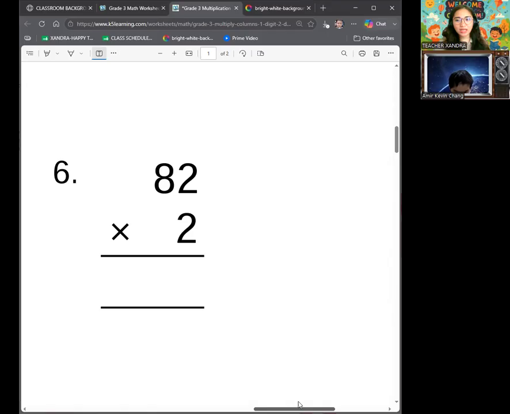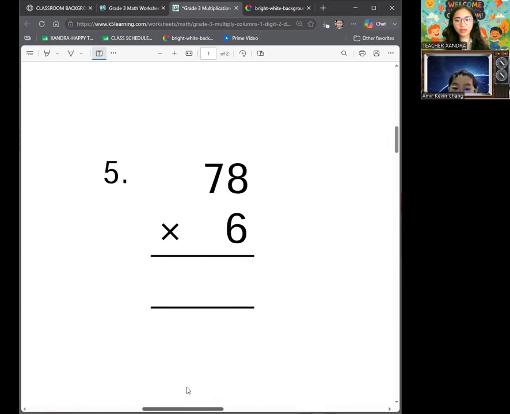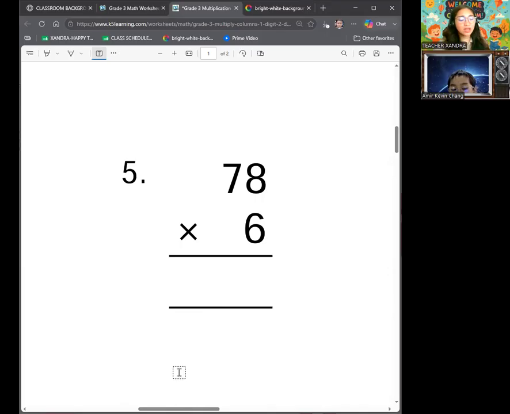Amir. Okay, so let's go on to number 5. Read the expression. 78 times 6. Now, what is 8 times 6? Okay, let me just go. 8, 16, 24. Okay, wait. 48. 8 times 6 is 48.